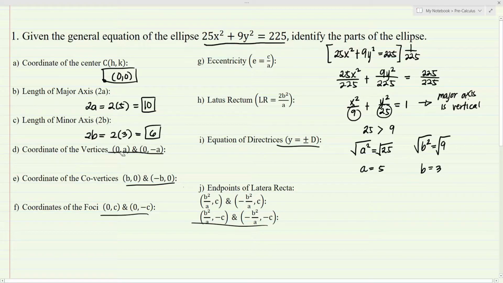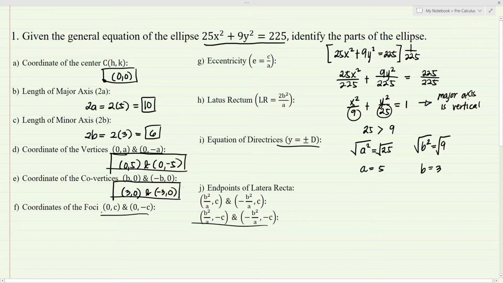Then for letter D, coordinate of the vertices, just follow the coordinates here. I already solved the value of a. Therefore, the coordinates of the vertices would be (0, 5) and (0, -5). So we just plug in the value of a in this coordinate. Now for the coordinates of the co-vertices, we have (b, 0) and (-b, 0). Plugging in the value of b, I would have the coordinates (3, 0) and (-3, 0).